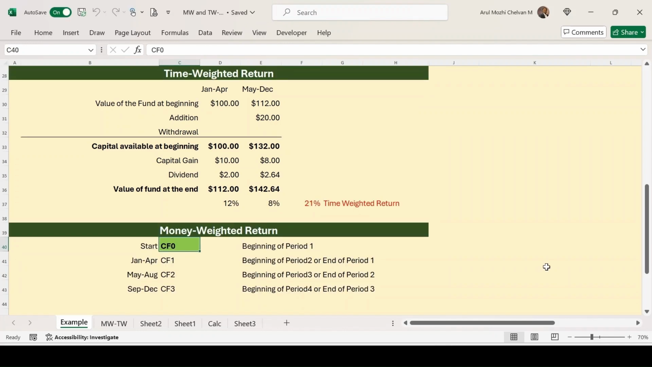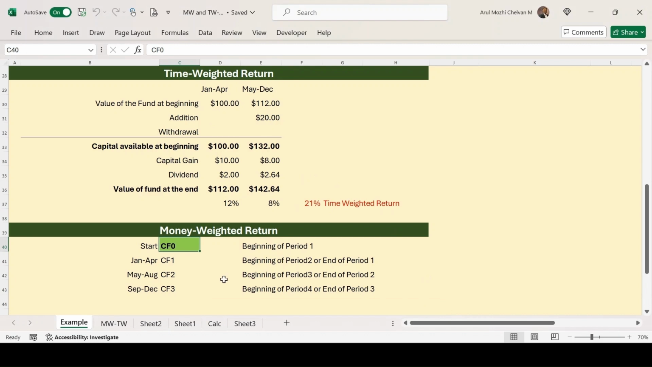Now let us calculate the money weighted return from the investor's perspective. Money weighted return, as discussed, represents the internal rate of return considering the fund's additions and withdrawals. We need to structure the cash flows into equal periods. Again, I'm saying equal periods because when we calculated time weighted return, we just considered two periods. The first period contains 4 months, the second period contains 8 months. But here in money weighted return, we have to divide into equal periods. So we can divide like this: January to April, the first 4 months, will be the first period, then May to August will be the second, and September to December will be the third period.